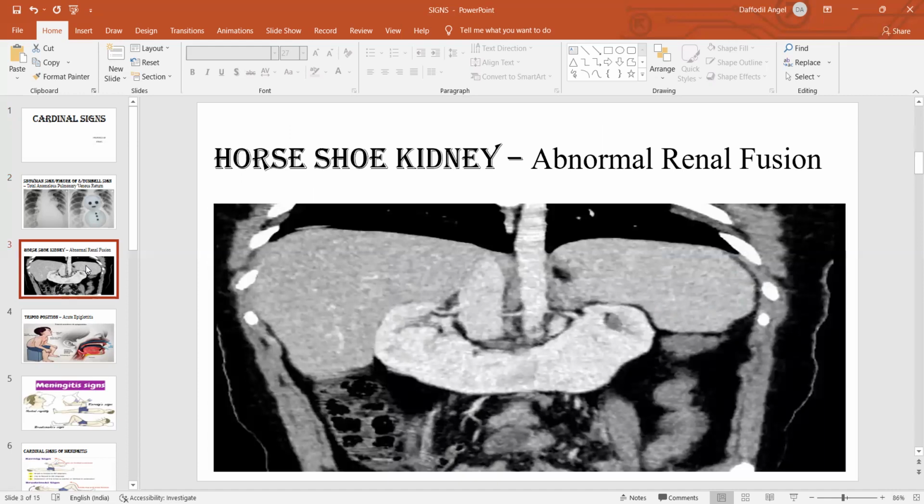Next, in the CT abdomen, we are seeing the shape of a horse. So it indicates renal fusion, which is abnormal. That means two kidneys are fused together and forming the shape of a horseshoe.